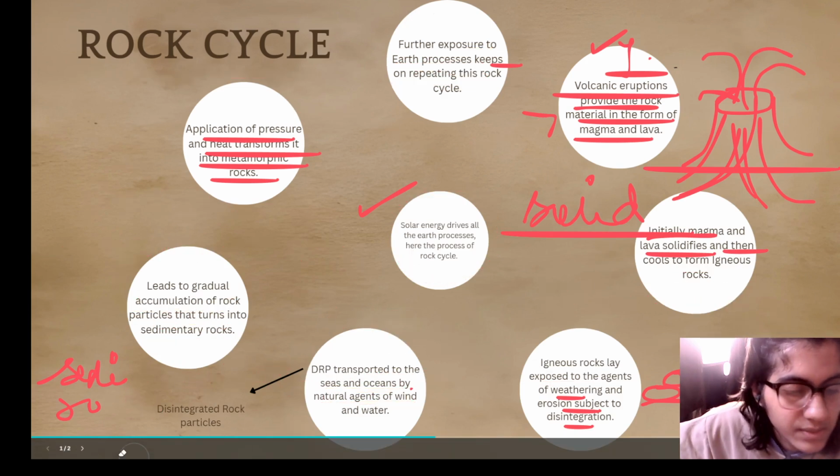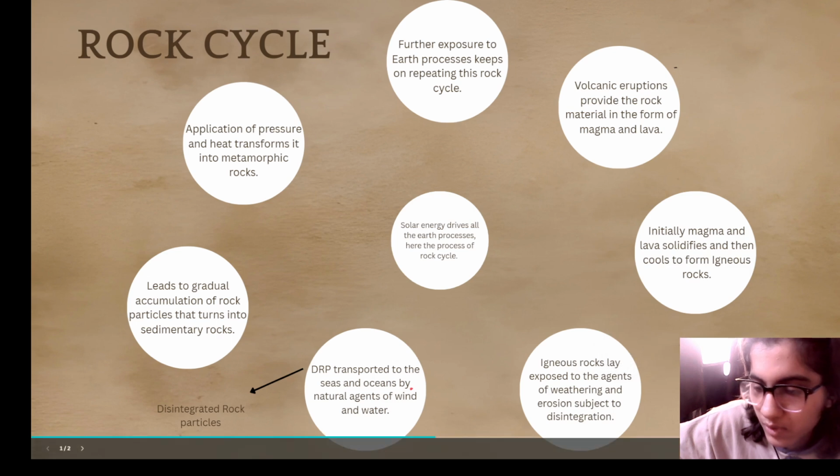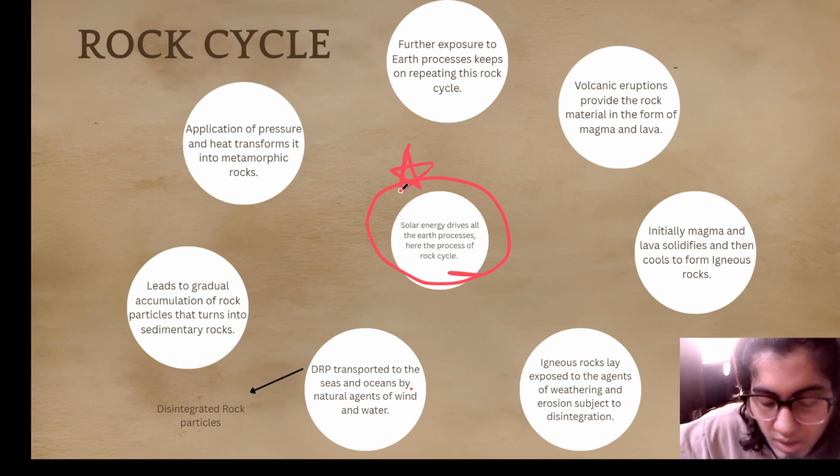So let me explain this again. If you have any doubt, you can freely comment in the comment section. Solar energy is the most important concept for all the processes happening on the earth. Solar energy causes all the processes on earth. Let's start with this.